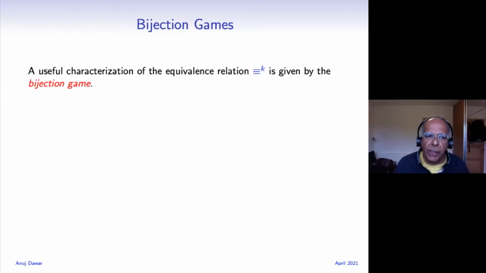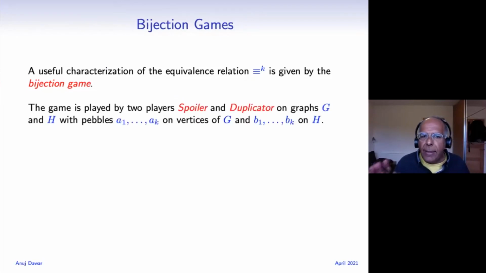What is a bijection game? It's a game played on a pair of graphs G and H by two players we call spoiler and duplicator. And they have a number of pebbles, A1 to AK, which will be placed on vertices of G, and B1 through BK, which will be placed on vertices of H. And think of this game as spoiler trying to prove that these two graphs are different, and duplicator trying to pretend that the two graphs are really the same.